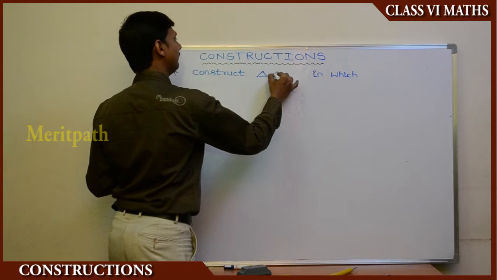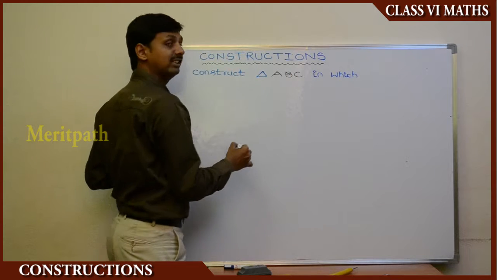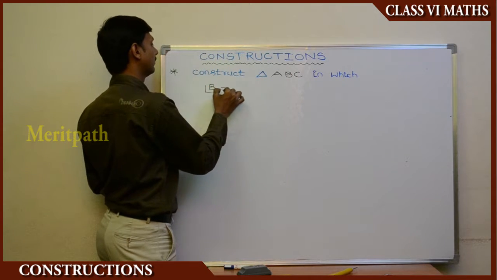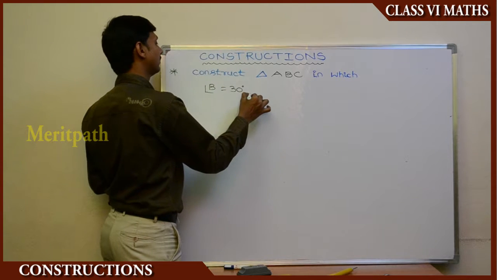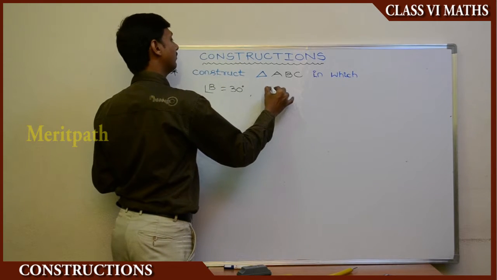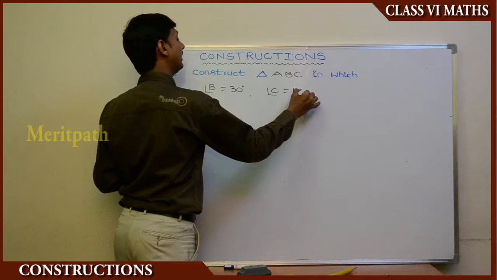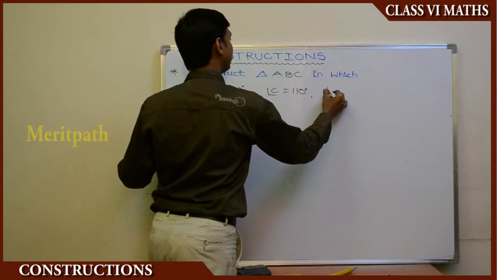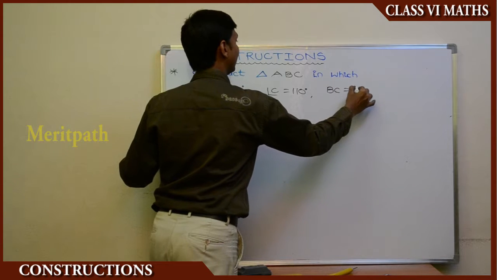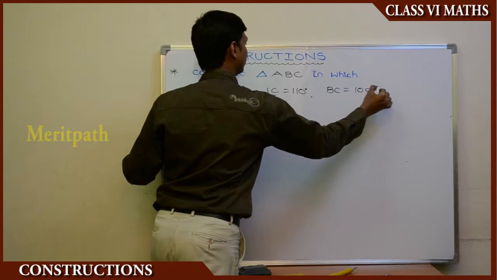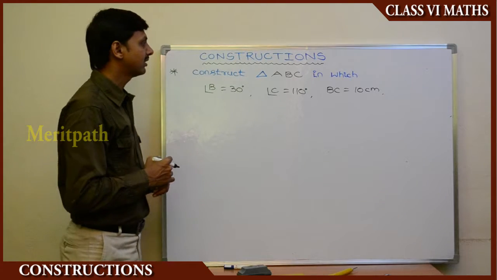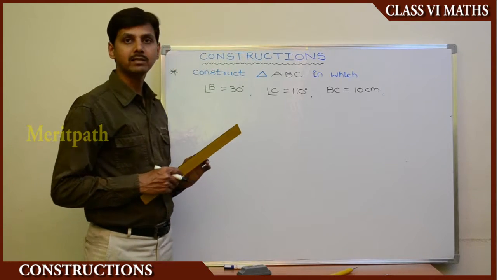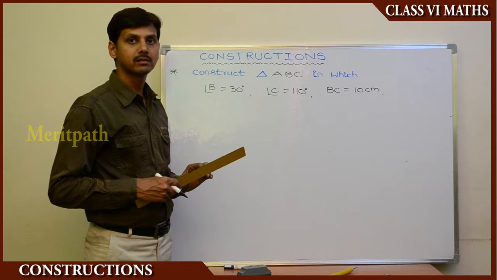Construct triangle ABC in which angle B is 30 degrees, angle C is 110 degrees, and BC is 10 centimeters. So let's construct it. Now we have two angles and one of the sides. So how to construct this? Let's see.